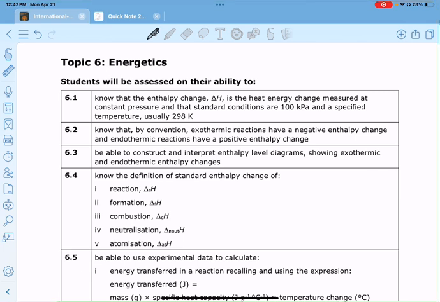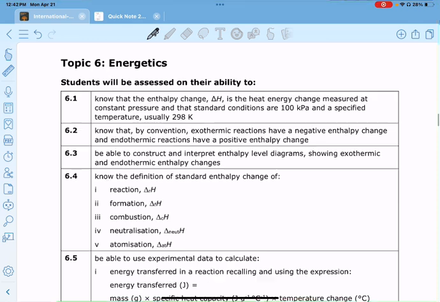So very quickly, 6.1: know that enthalpy change is the heat change measured at constant pressure under standard conditions of 100 kilopascals and a specified temperature, usually 298 Kelvin. So enthalpy change is basically the energy change measured at constant conditions.